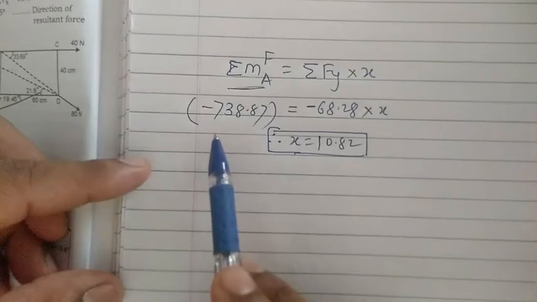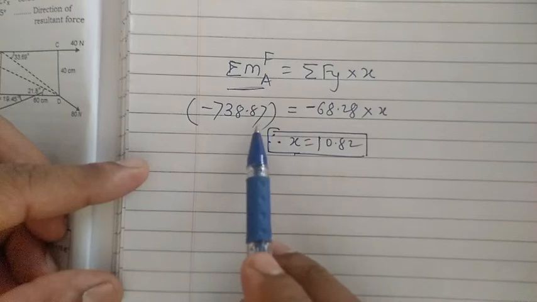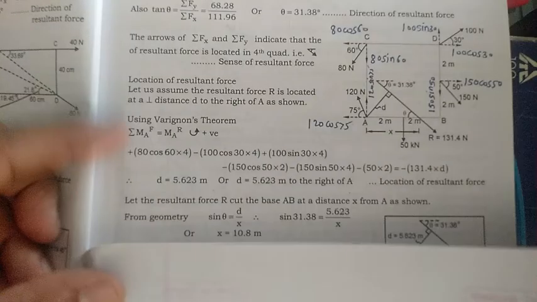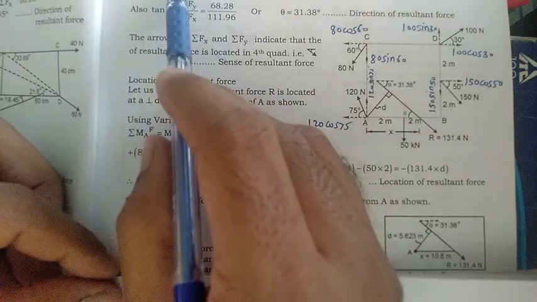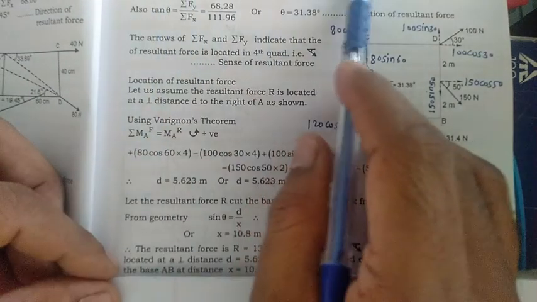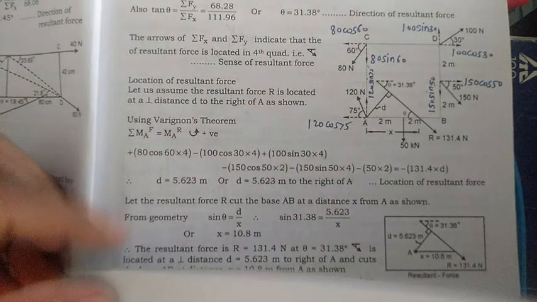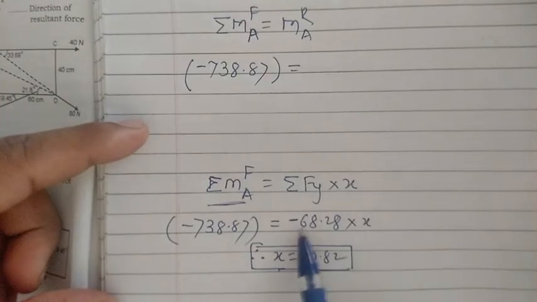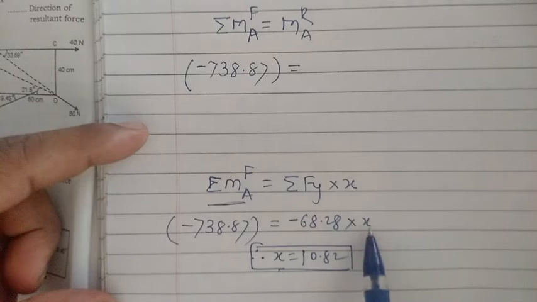The value for this one with us is minus 738.87. And what about the summation of Fy? Summation of Fy as per our calculation is minus 68.28. Just pick up this as it is and write it here: minus 68.28 multiplied by x. Do the calculation, so we get the answer for x. X equals 10.82 meter.